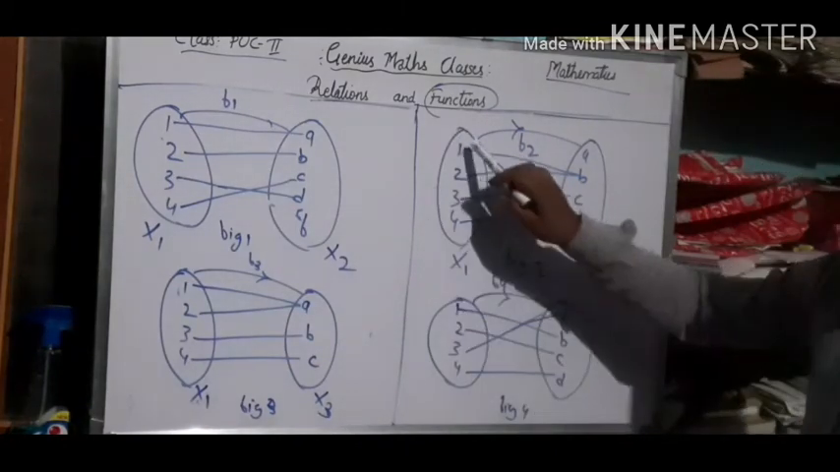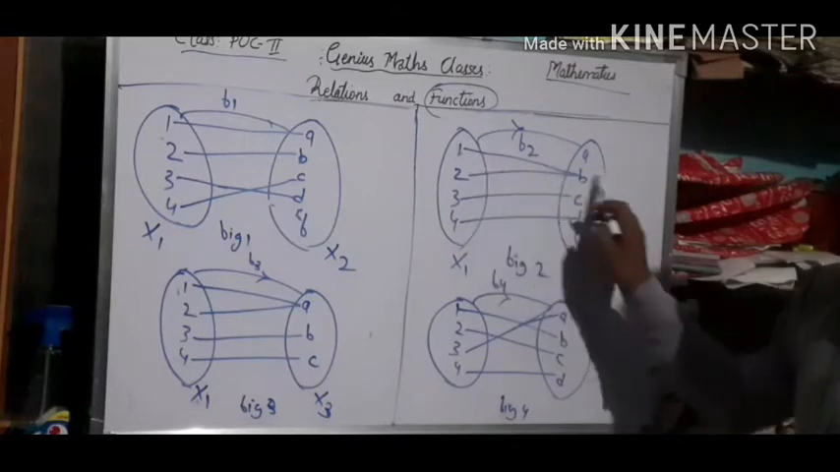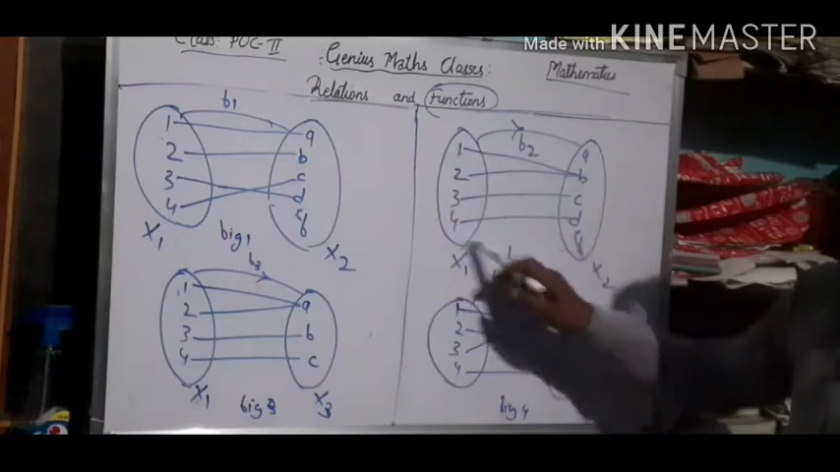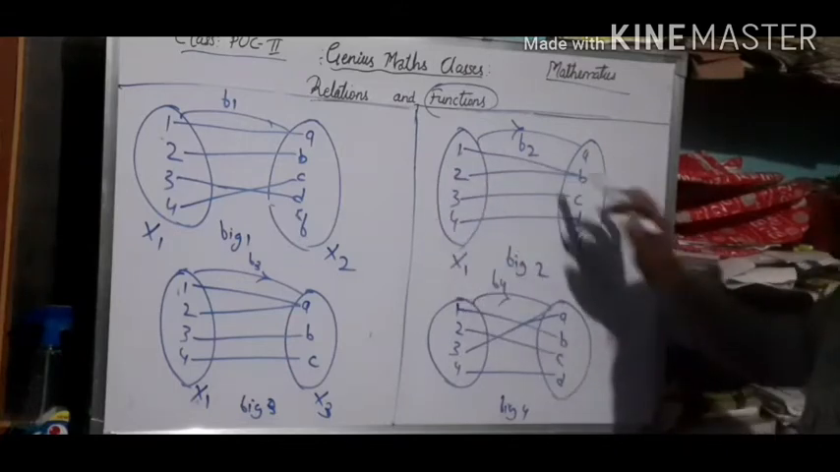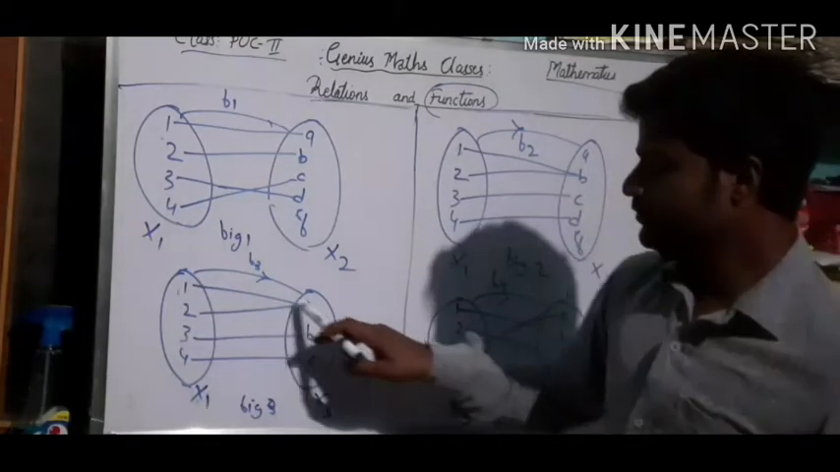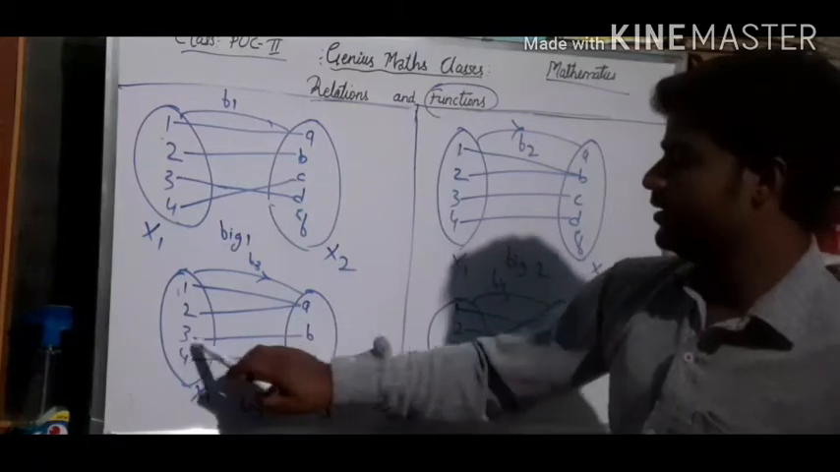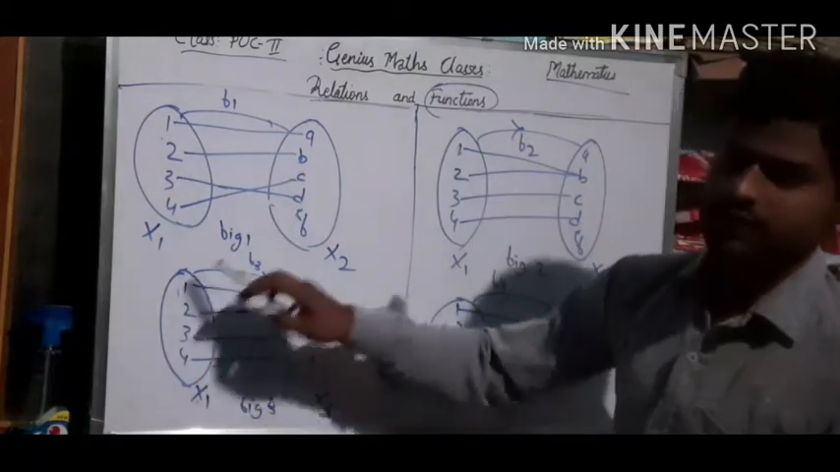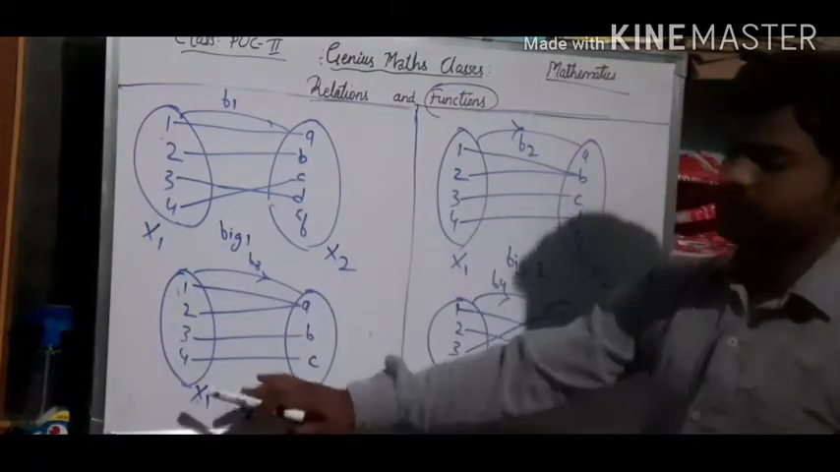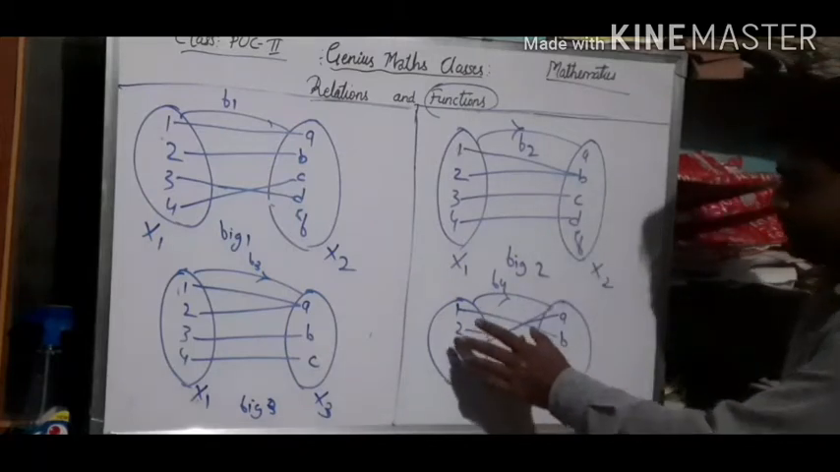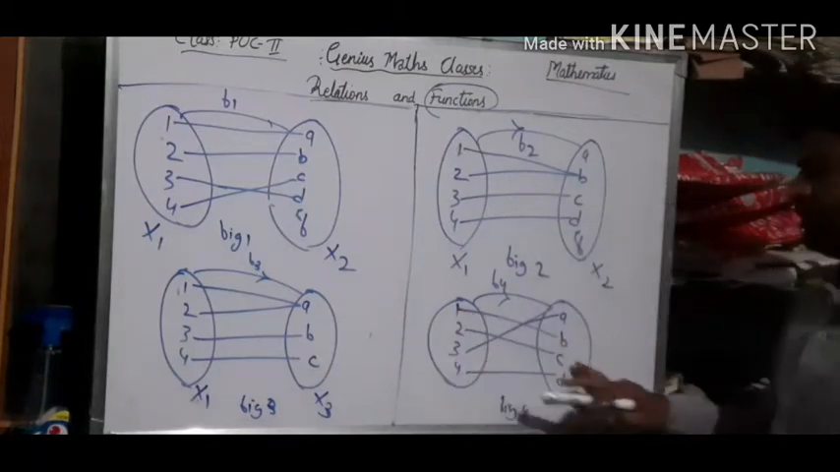Okay, one thing here. The figure F2: 1, 2, 3, 4 are all mapped, also to unique images. This is also a function. And here F3, 1 maps to A, 2 maps to A, 3 to B, 4 to C. This is also a function, and it is also mapped to unique images.